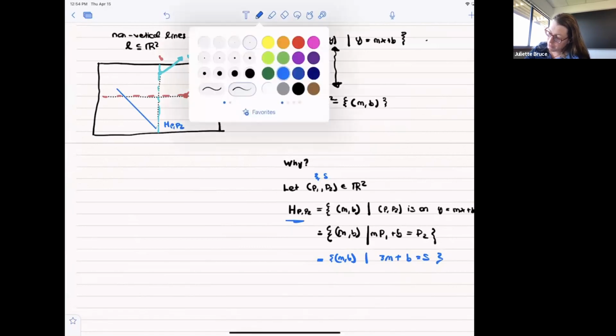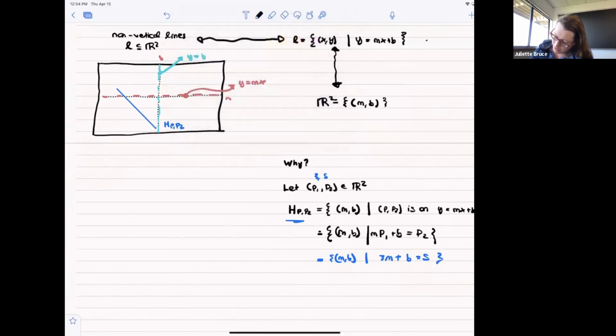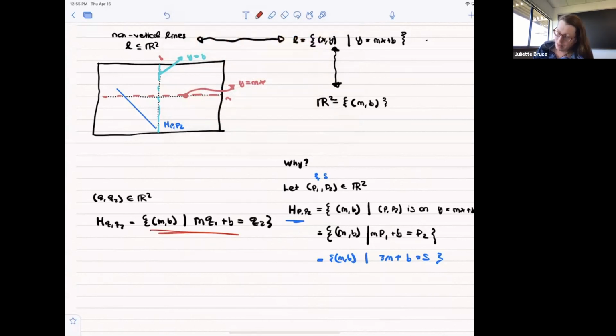And so you could do the same thing for a different point. If you take Q1, Q2 in R2, you can ask the same question. What is the set of lines such that Q1, Q2 lie on that line? Well, H Q1,Q2 is again just going to be the set of (m, b) where m Q1 plus b equals Q2. This is also a line in the plane, so we get a different line in the plane.